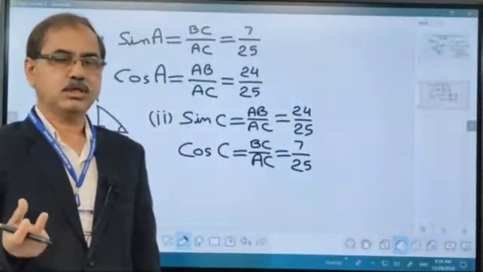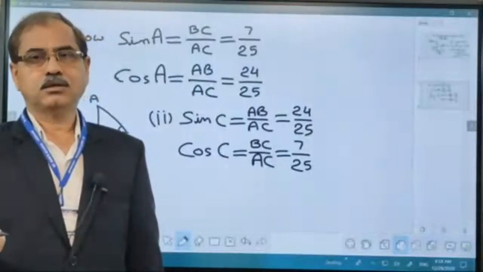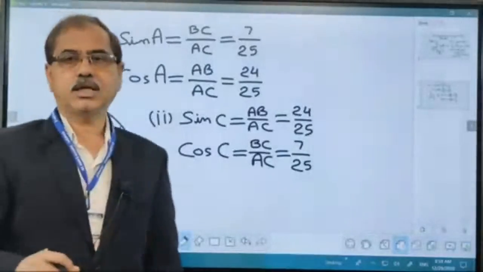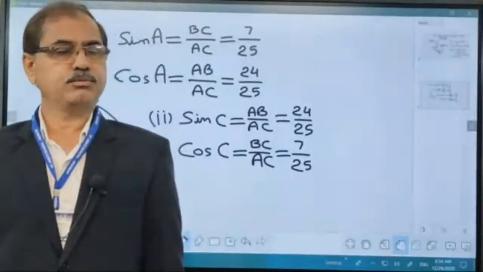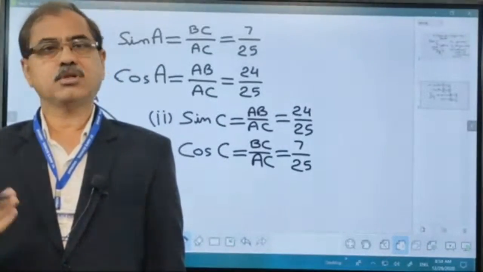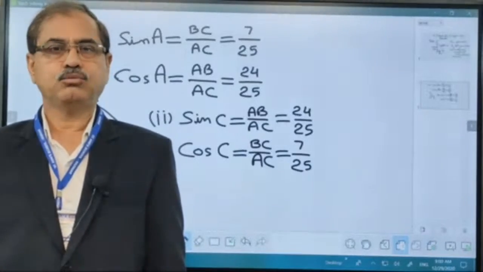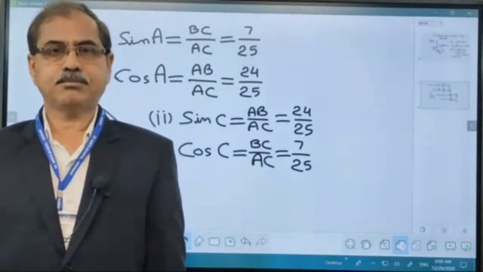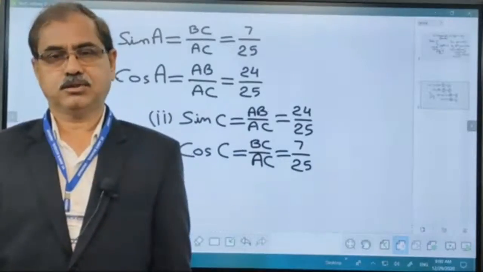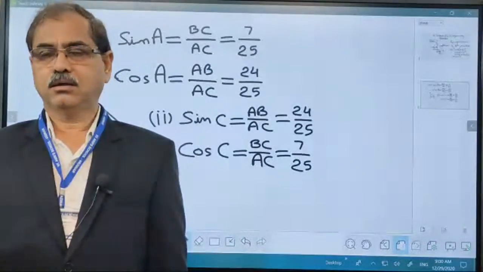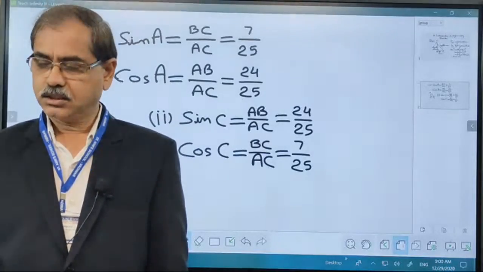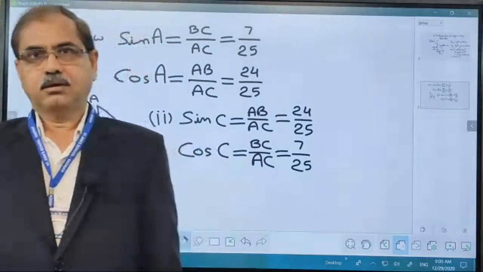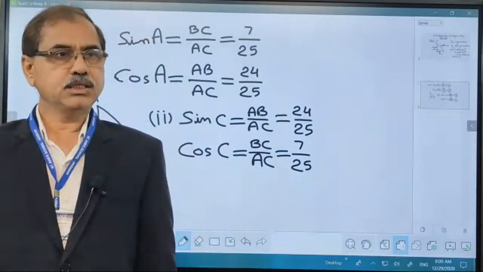If you forget the definitions of these trigonometric ratios, then you will be just able to calculate the length of the sides, but you will not be able to give the correct answer of trigonometric ratios. If the question carries 2 marks, you may be able to get just half mark or at the most 1 mark. So please be careful. Learn the definitions of trigonometric ratios and you must be able to write them properly. I hope you are getting it.